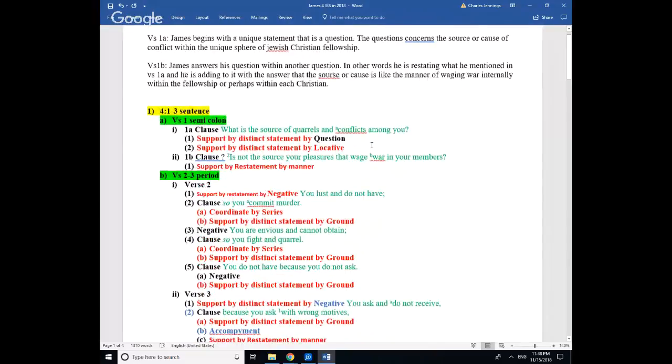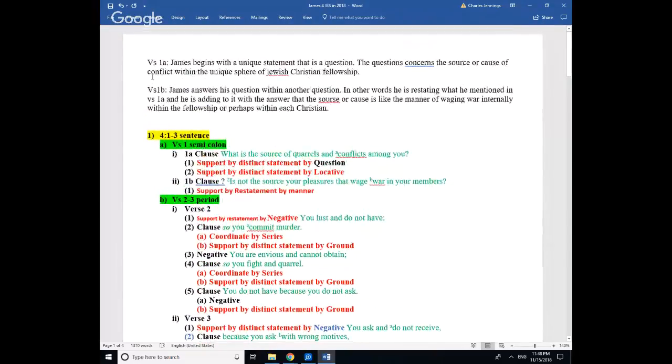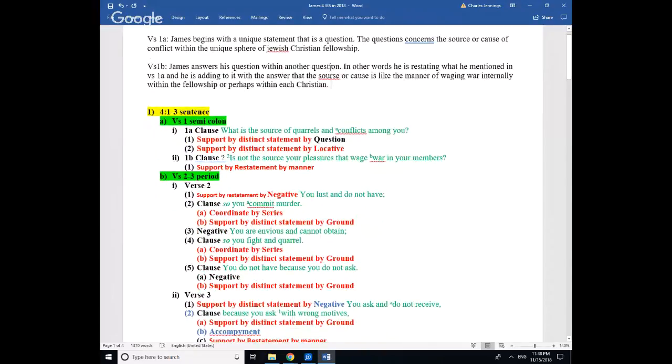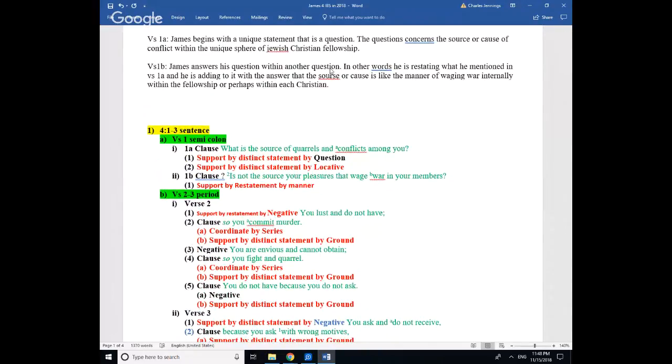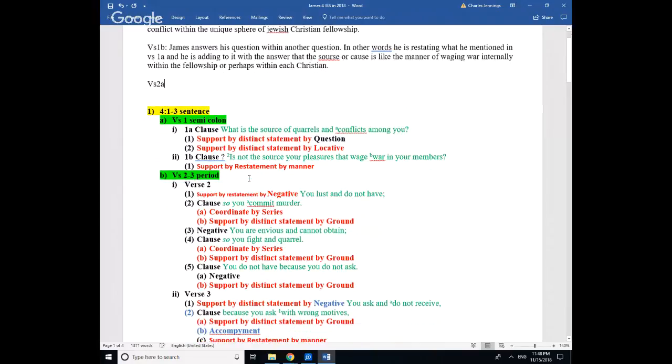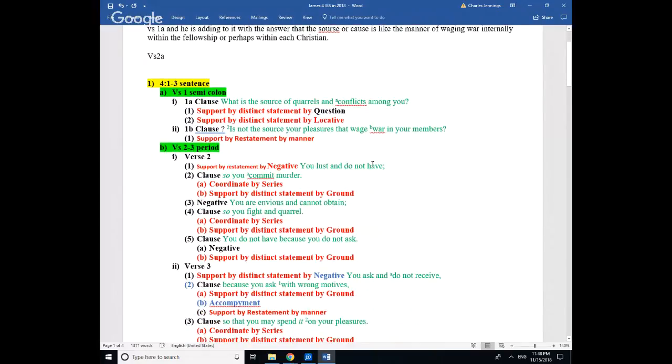All right. So we have 1A and we have 1B. Okay, then we go to the next one, which is basically 2A. Verse 2A: You lust and do not have.